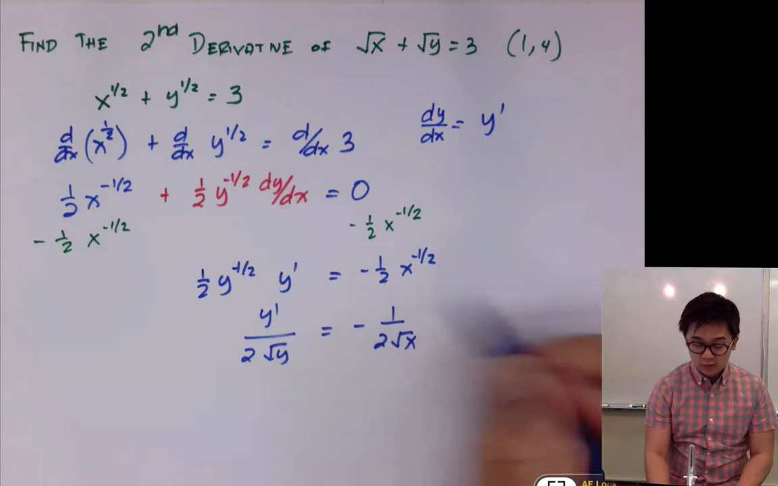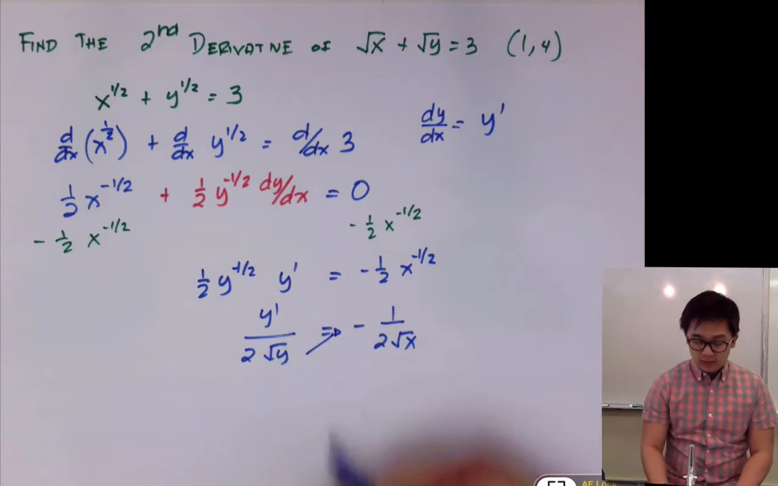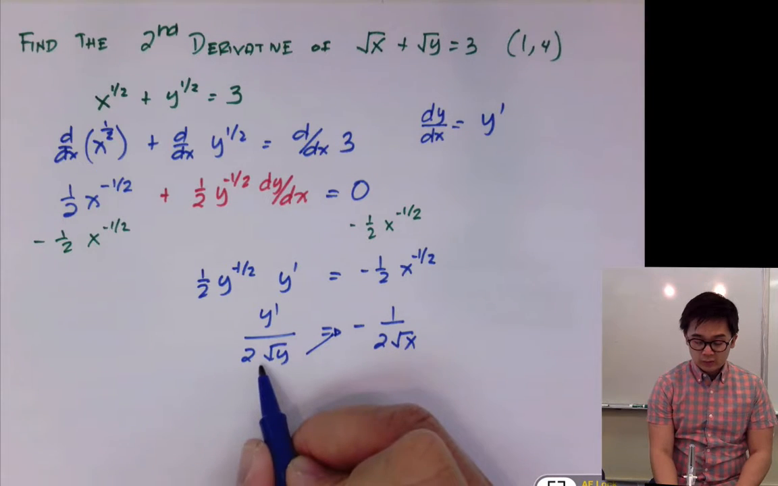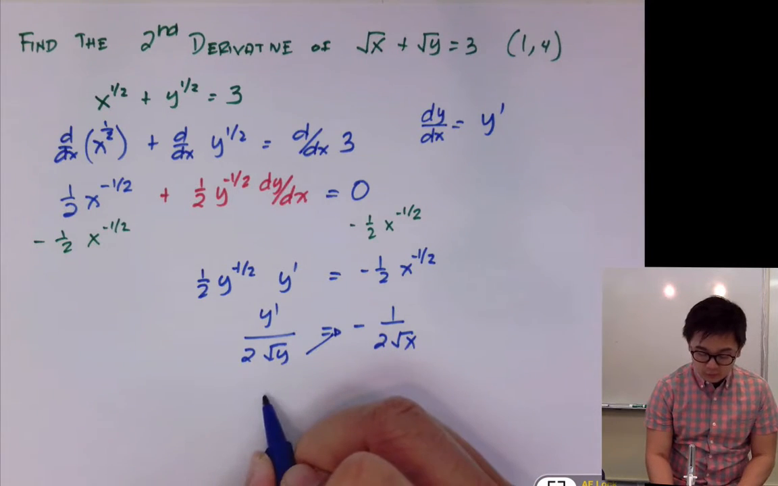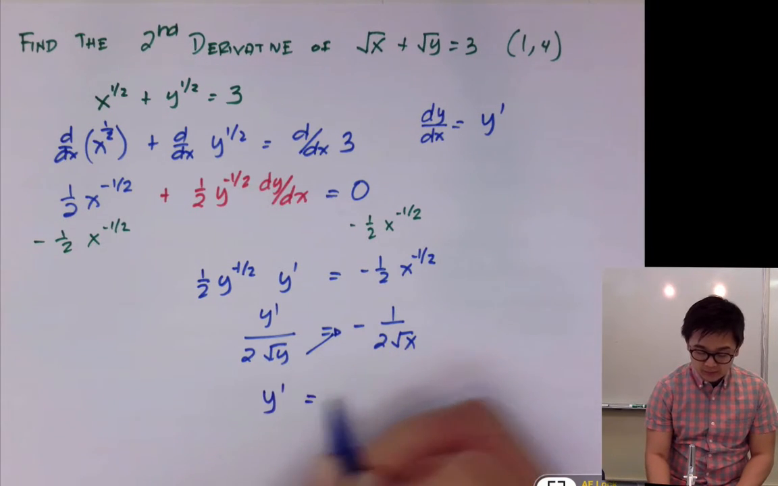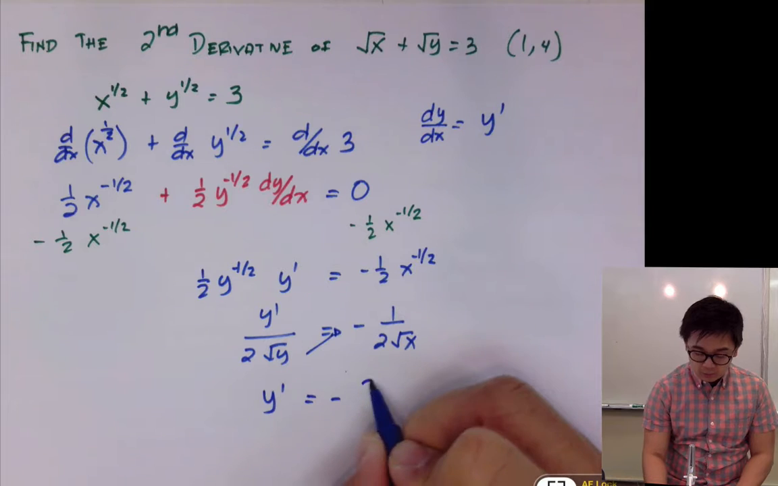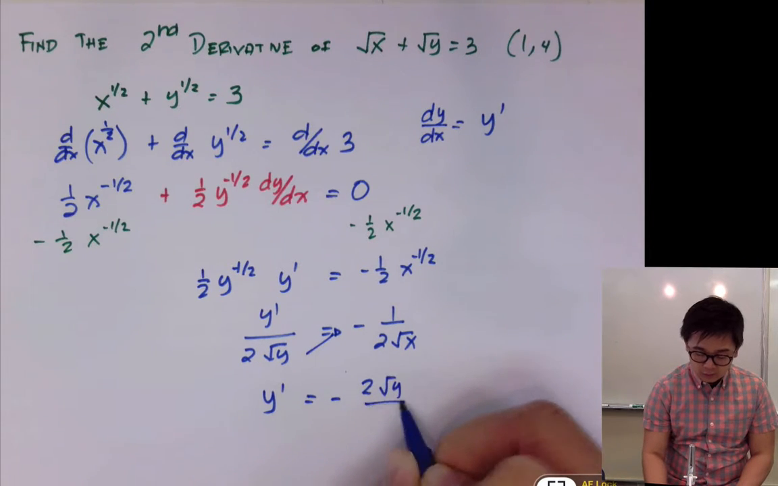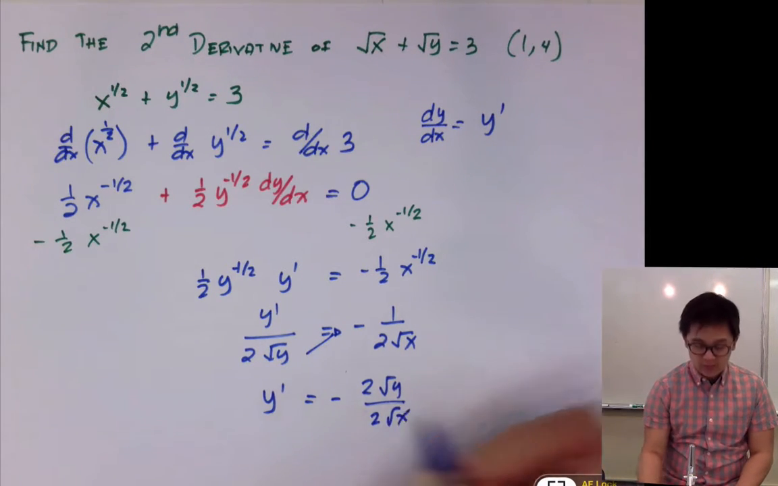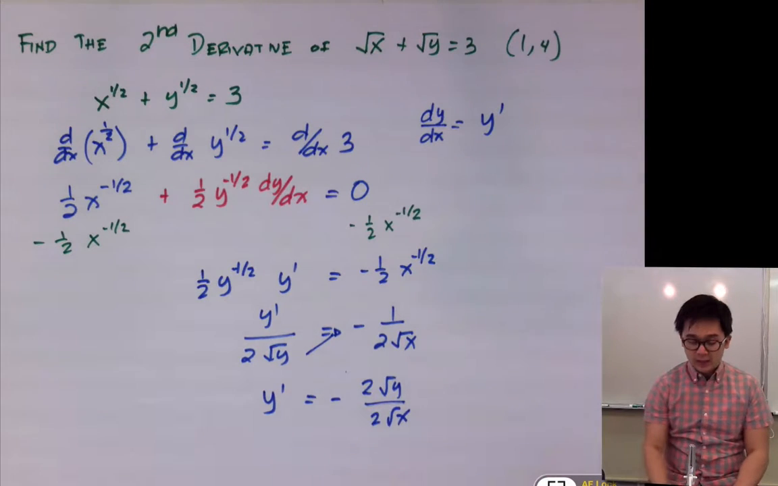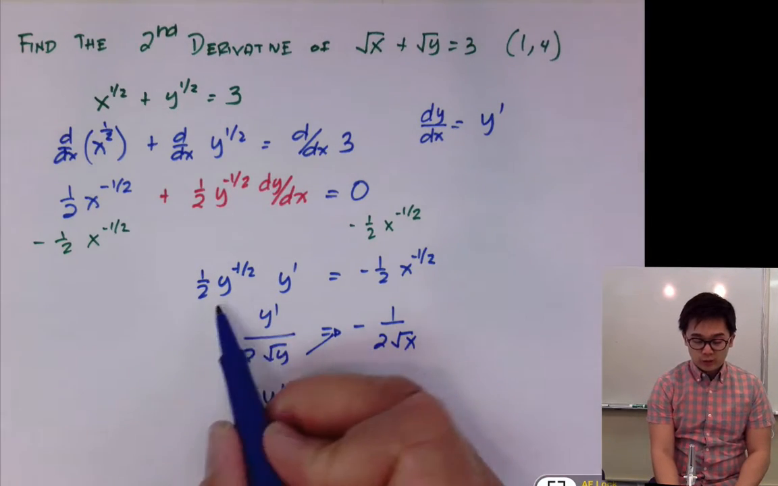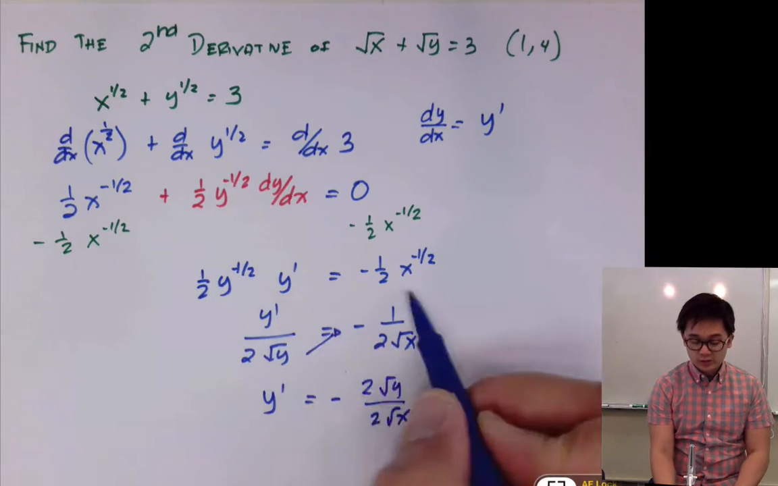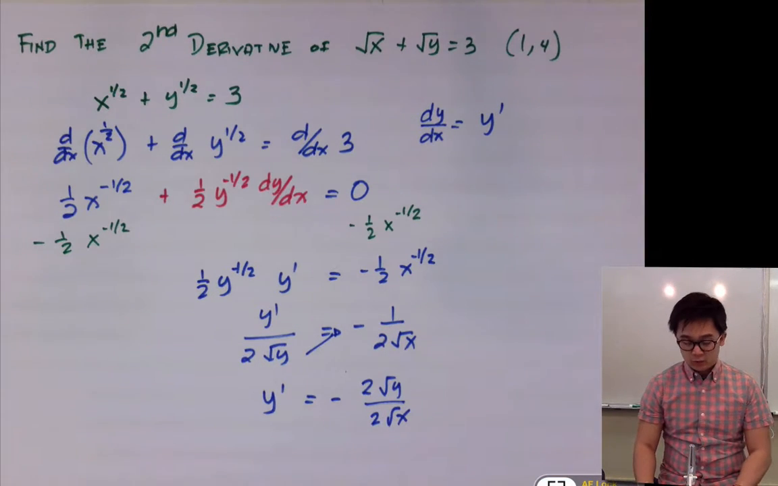So I can just cross multiply this. I can just multiply 2 square root of y on both sides so I can get rid of this. So y prime is by itself, and it's going to be negative 2 square root of y all over 2 square root of x. So it's a lot easier to see how to isolate y prime when your functions are in radical form.